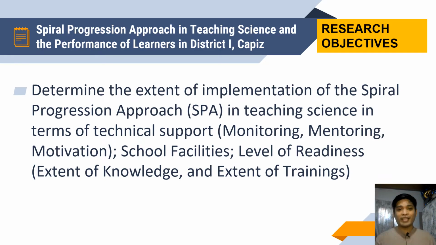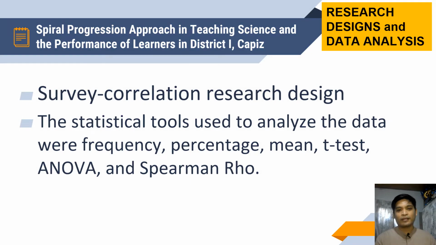The research study aims to determine the extent of implementation of the spiral progression approach in teaching science in terms of technical support, school facilities, and level of readiness. This study utilized a survey correlation research design, and the statistical tools used to analyze the data were frequency, percentage, mean, t-test, analysis of variance, and Spearman.